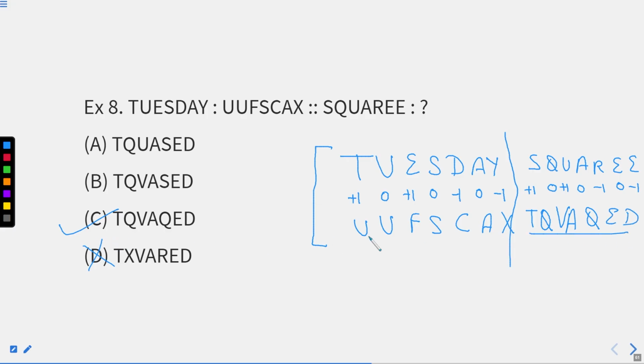I hope you are able to understand this question, because in this question, what exactly we are doing? First, we are deriving the relation. Then we are using the same relation in the question figure, that is the square given here, right?